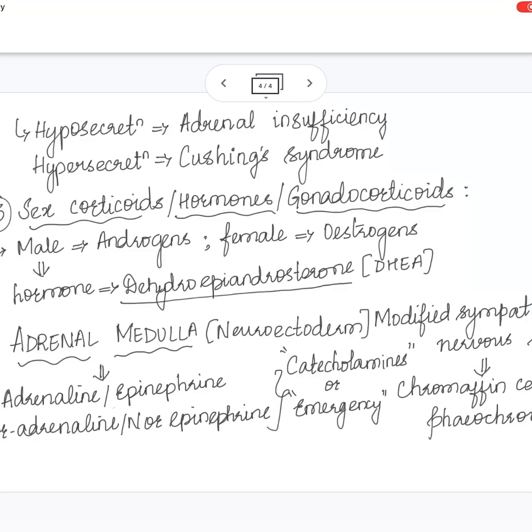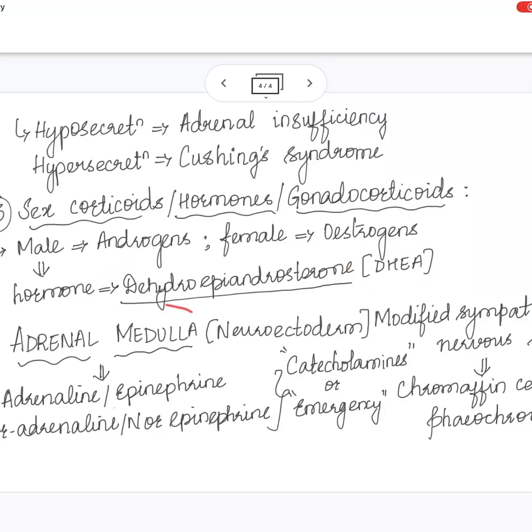Cushing's syndrome. Then coming to the last part of the adrenal cortex, that is zona reticularis, which has got sex corticoids, hormones or gonadocorticoids. They are related with the secretion of sex corticoids. That means males secrete androgens, females secrete estrogen. Along with that, males also secrete a hormone called dehydroepiandrosterone, DHEA. This is a main question that they have asked, so please do remember.